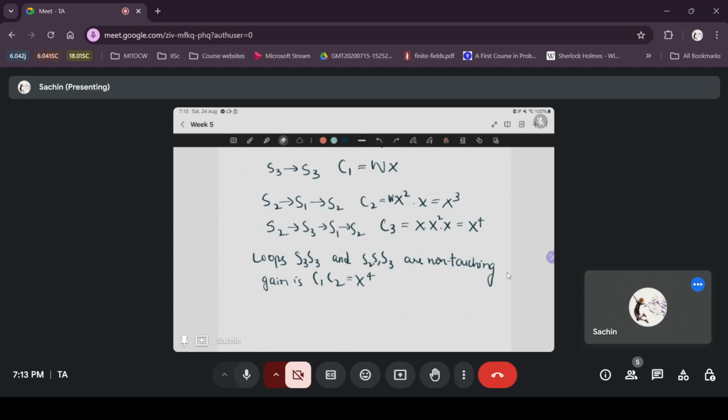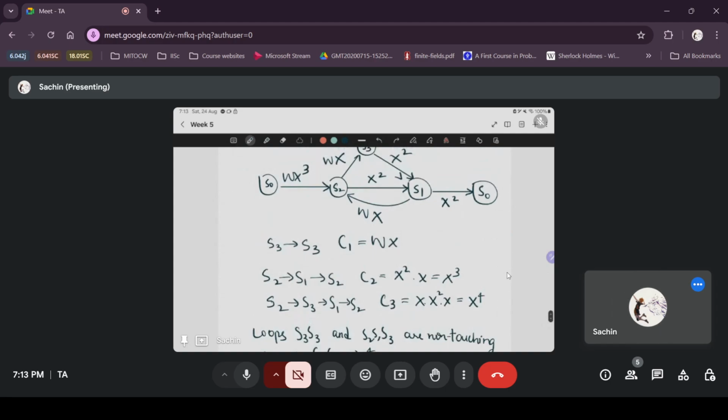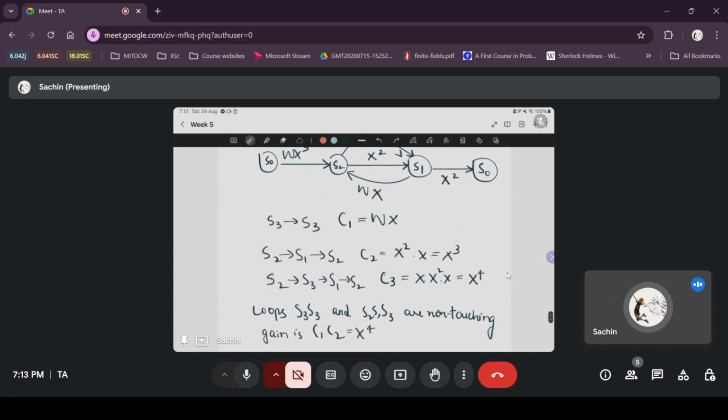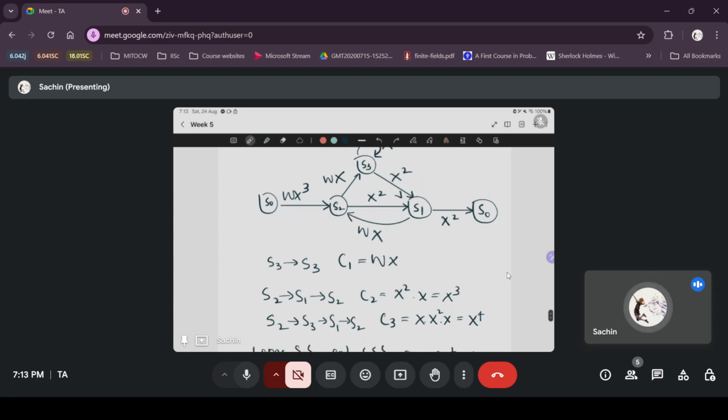Okay, let me see. Wait. Okay, in the solutions they have relabeled these loop numbers, so everything is a mess. I'll solve it on my own. We'll keep the same convention. T2 is from S2 you go to S1 and then go to S2. There's one W here, x squared Wx. It's just Wx cube.